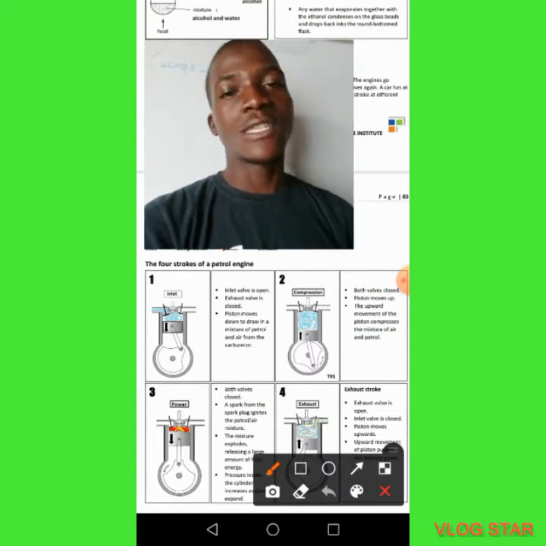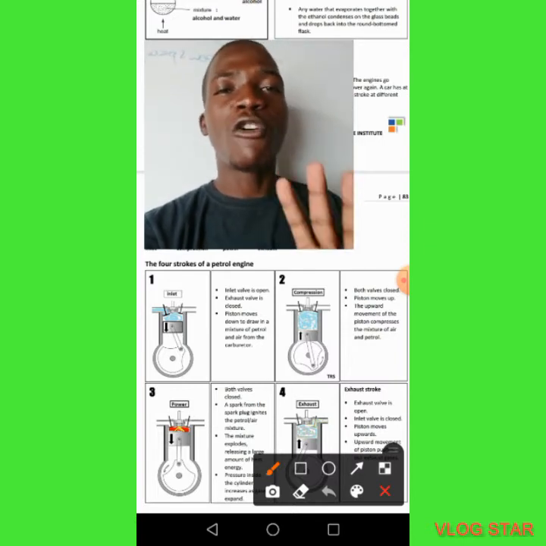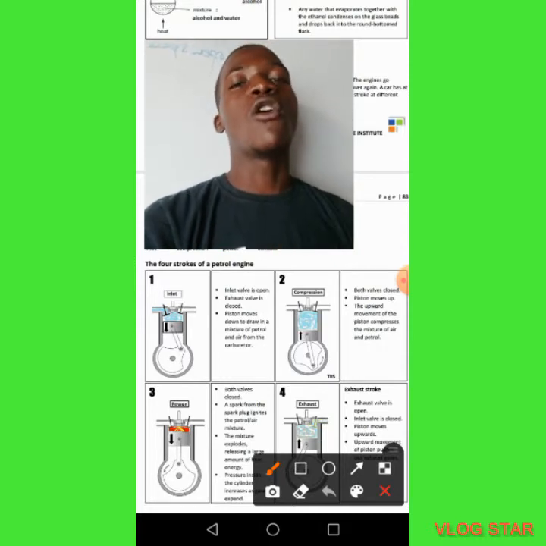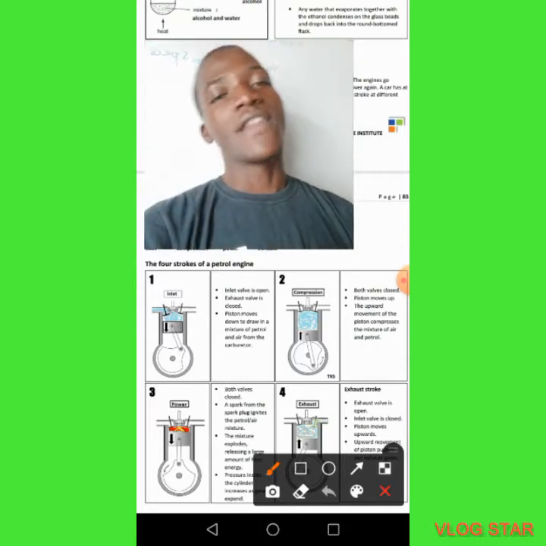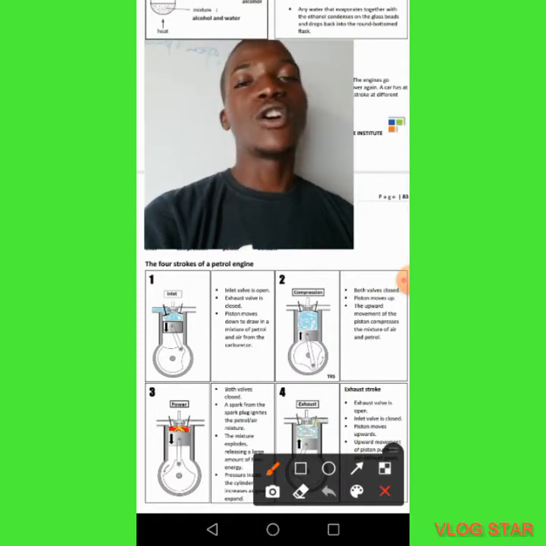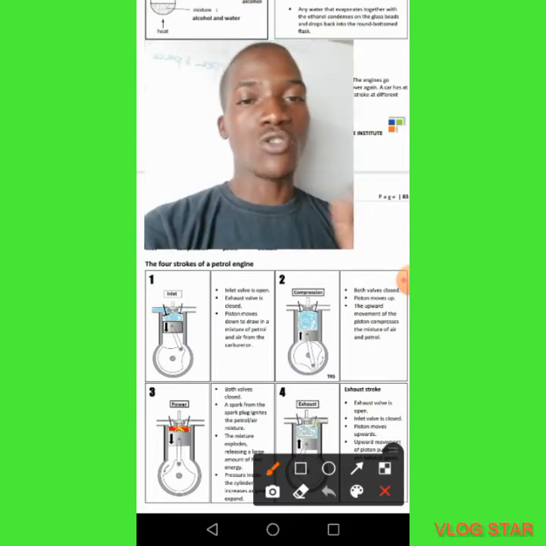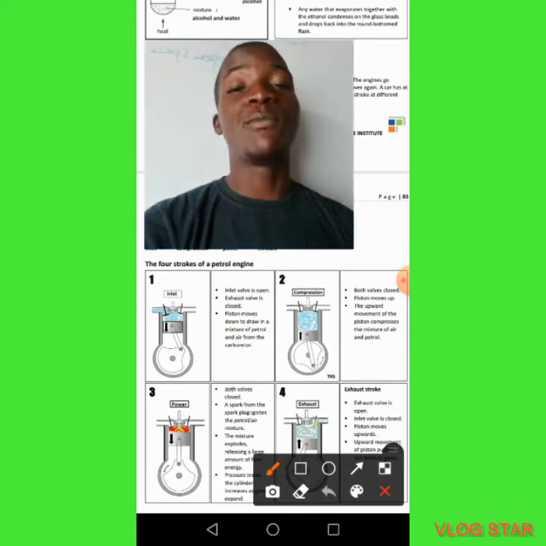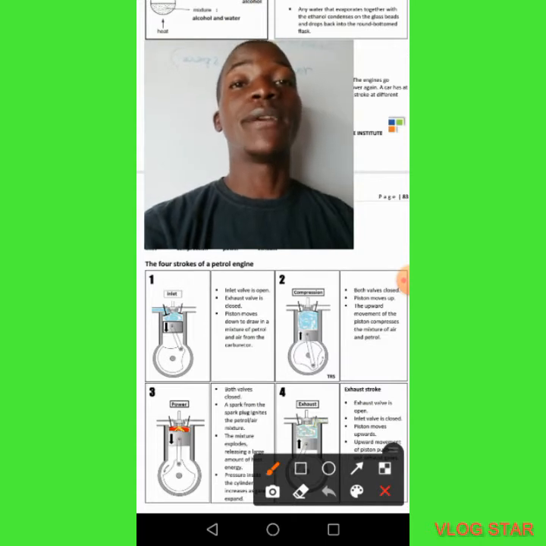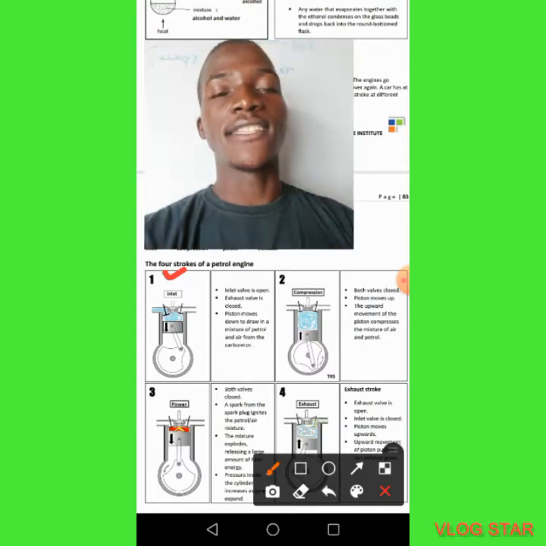As you can see in this picture, we have 4 strokes in a petrol engine. The first stroke is called the inlet stroke. The second one is called the compression stroke. The third one is called the power stroke, and the fourth one is called the exhaust stroke. I'm going to explain each and every stroke in the petrol engine. The first one is called inlet.